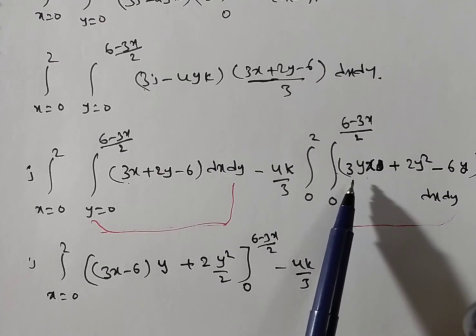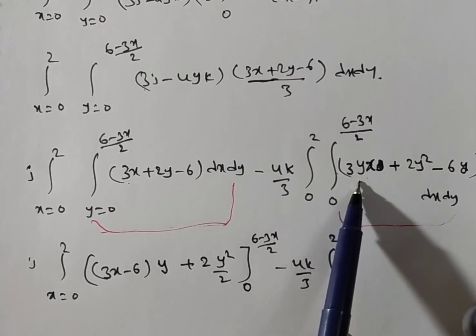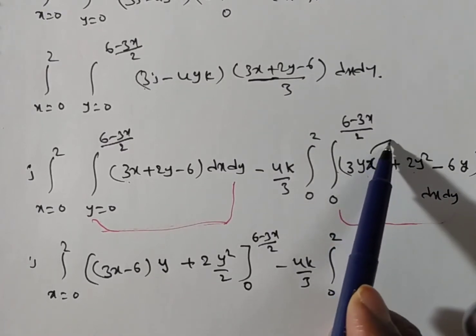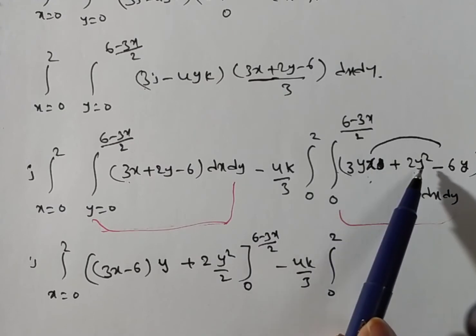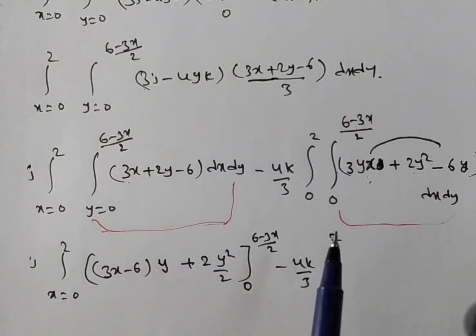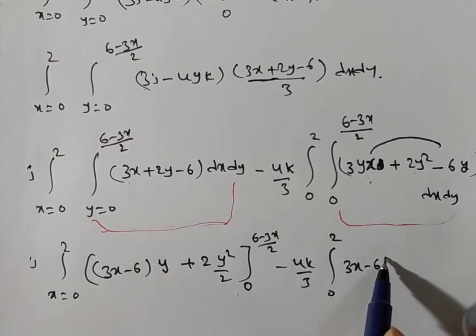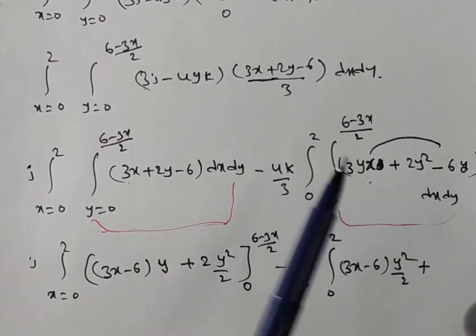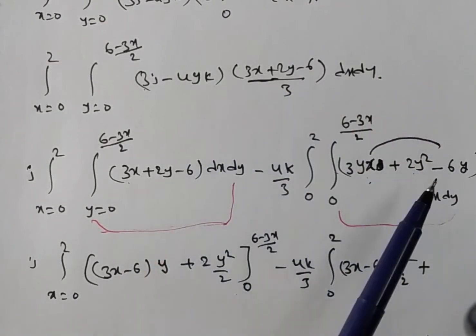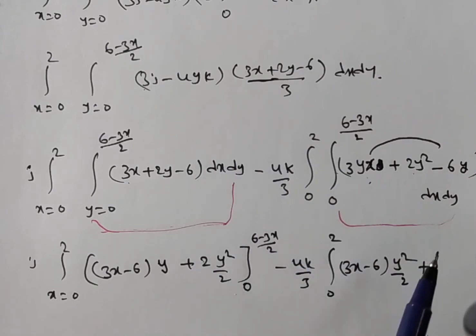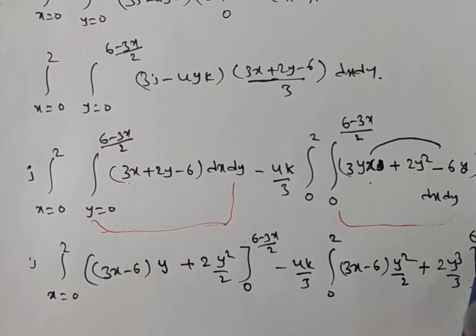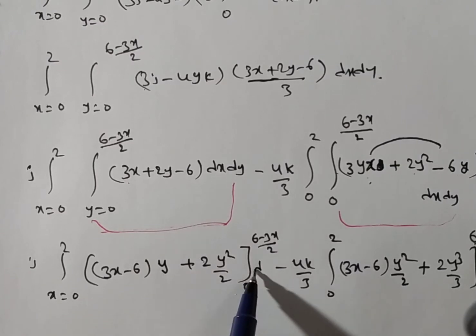Is there any term independent of y here? No. You see friends, this is a function of x comma y. This is a y term, here also a y term is there. From these two, you can take y as common. If you take y as common, you see 3x minus 6 times y. So y integration is y square by 2 plus, are you understood? Now 2y square integration is 2y cube by 3, limits from 0 to (6 minus 3x)/2, into dx.